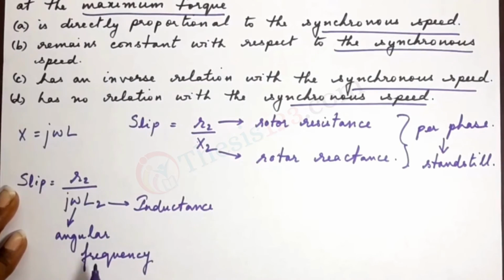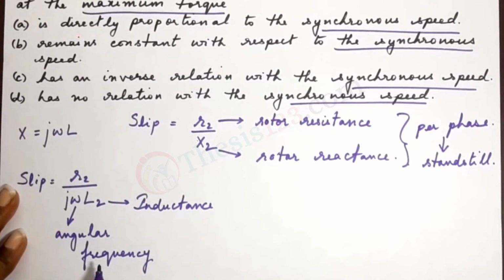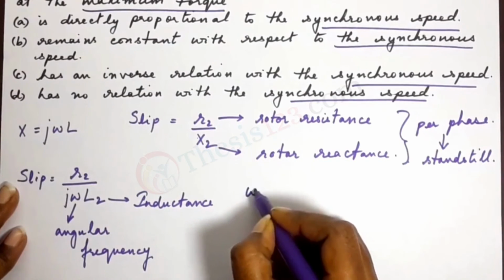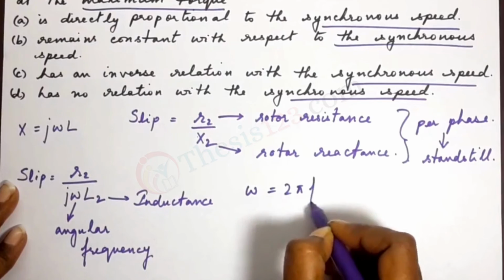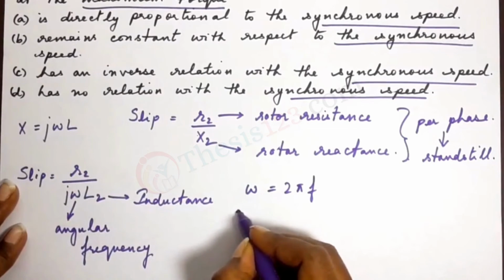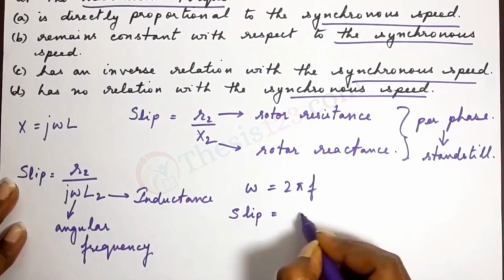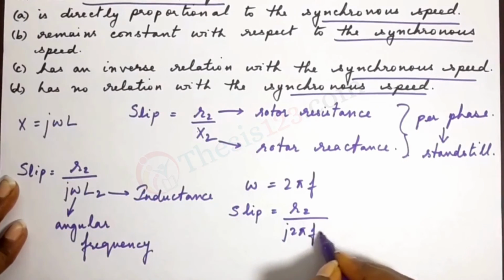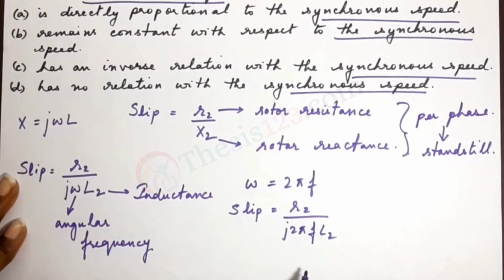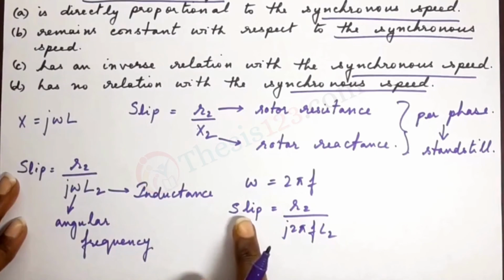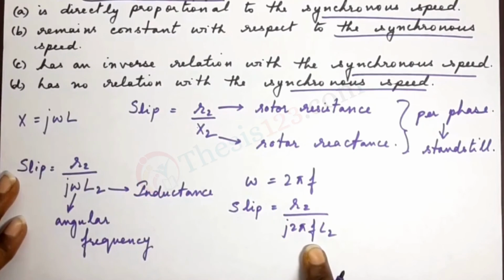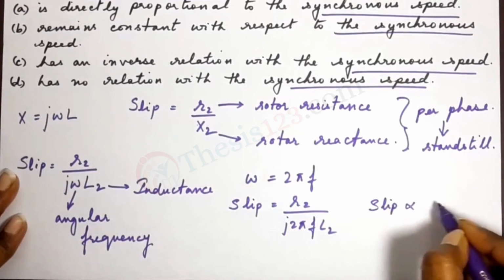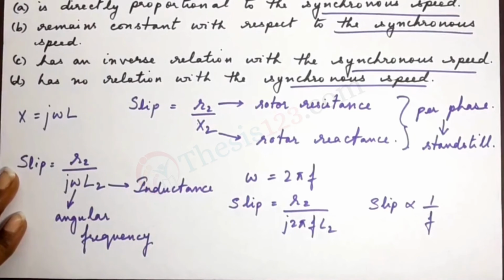Now further, angular frequency can be written in terms of frequency, f. We know that omega is 2 pi f. Let's substitute that over here. We get slip is equal to R2 by j 2 pi f L2. So according to this, the slip is inversely proportional to f. We see that here: slip is inversely proportional to frequency.